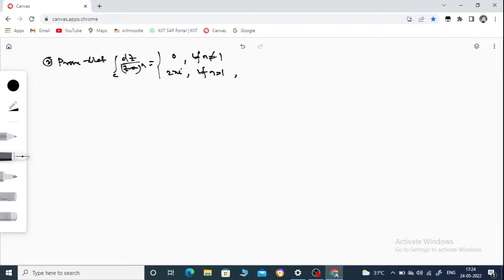where c is the circle with center a and radius r, and n belongs to z. Okay, so how will I do it?